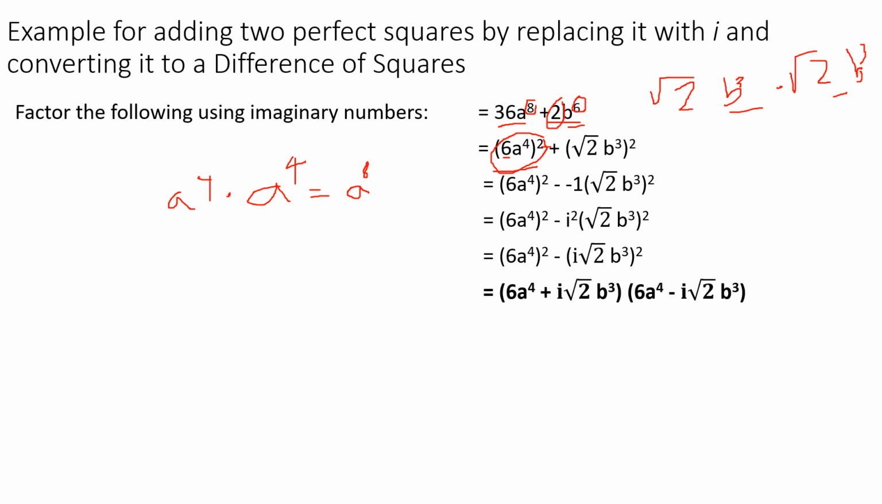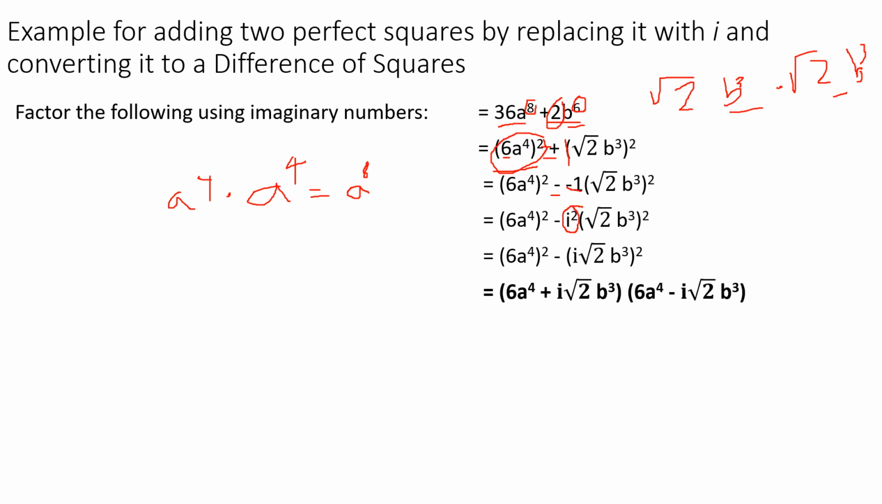Instead of 36a to the 8th, it's 6a to the 4th squared, plus, instead of 2b to the 6th, it's square root of 2 b to the 3rd squared. And now, instead of this plus, I'm going to make this minus a negative 1, because we already know there's a 1 up here, we just never say it. Instead of plus 1 times square root of 2 b to the third squared, I'm just making this minus a negative 1. Well, now, like I said, minus negative 1, negative 1 is i squared.